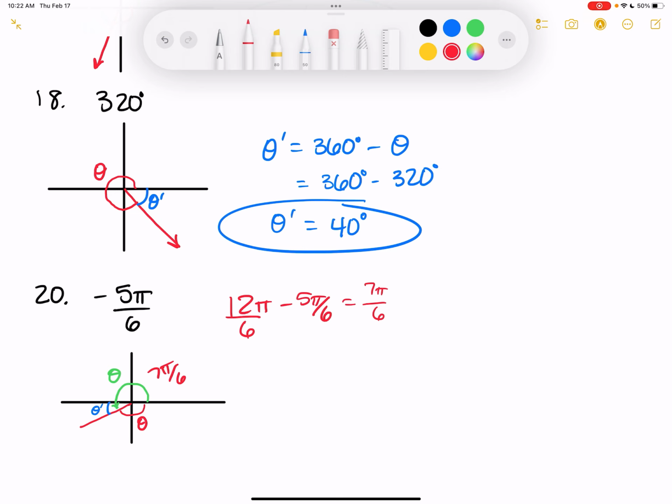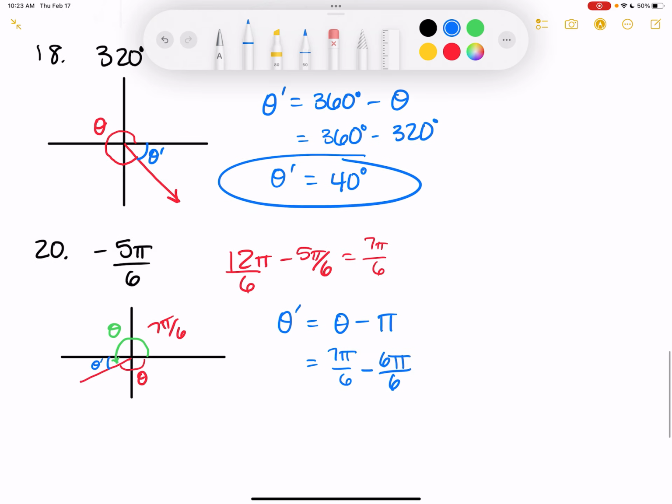So what is the formula for quadrant 3 for radians? Theta prime equals theta minus pi. So this is going to be 7 pi over 6 minus pi, but I need a common denominator. So what would give me a common denominator if I change that to what? 6 pi over 6. So then my answer, theta prime, is equal to what? Pi over 6.